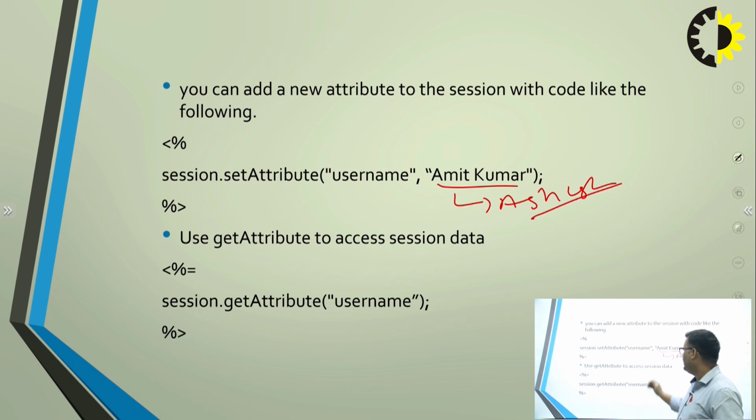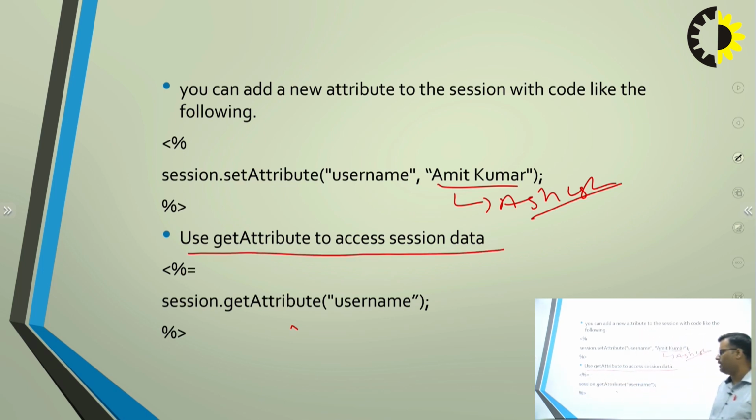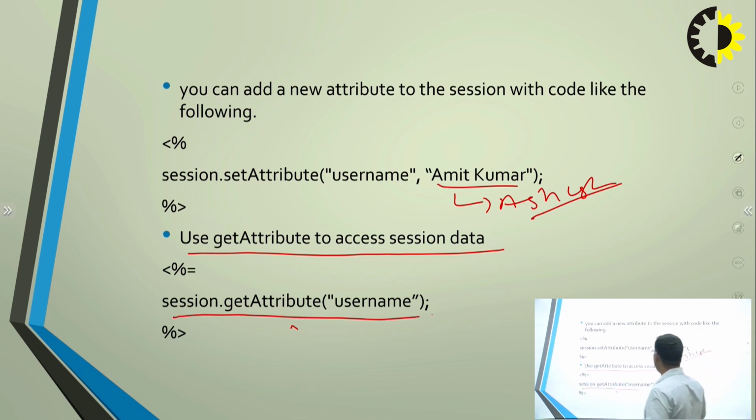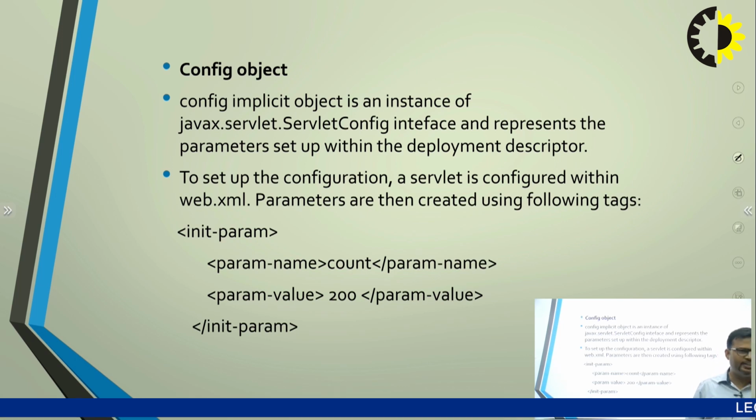Then here use get attributes to access session data. Then again, session get attributes username. Here, session dot set attributes username Amit Kumar, and in a similar way, this is the session dot get attribute by the username.